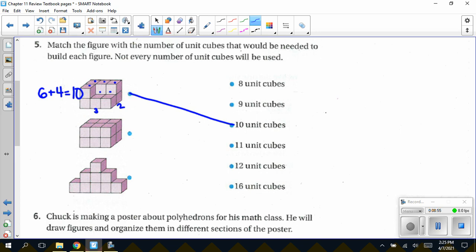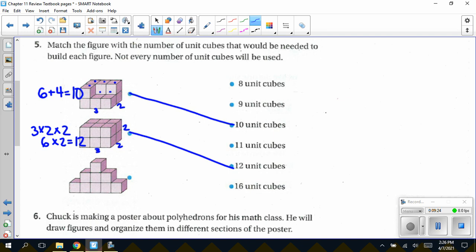The middle section, the middle prism, I see it has a length of 3, a width of 2, and a height of 2. And it does not appear to have any cubes missing, so I'm just going to multiply my 3 times 2 times 2. Well, I know 3 times 2 is 6, and 6 times 2 gives me 12. So I have 12 unit cubes for the middle prism.